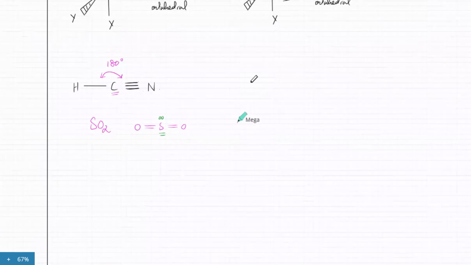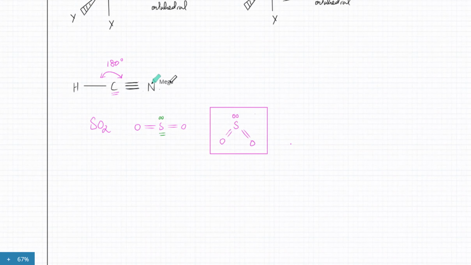So it's going to be sulfur, and they're going to be oxygens, and another oxygen, and there's going to be a lone pair that's sitting on the top. So this is how an SO2 molecule would actually look like. So that was example number 1.